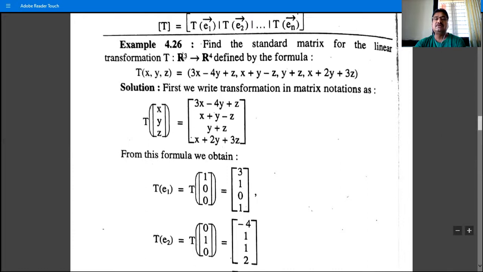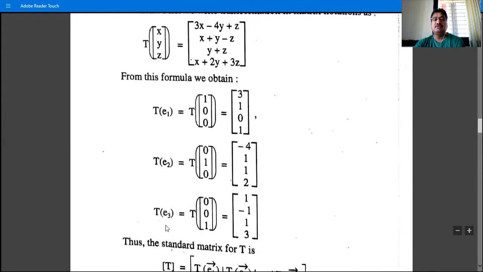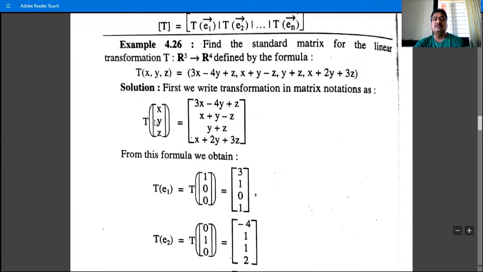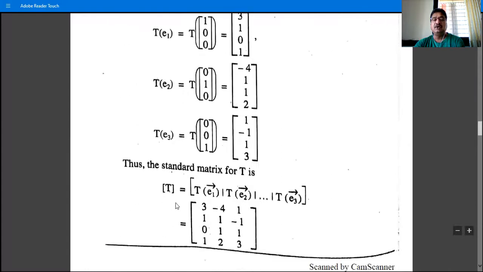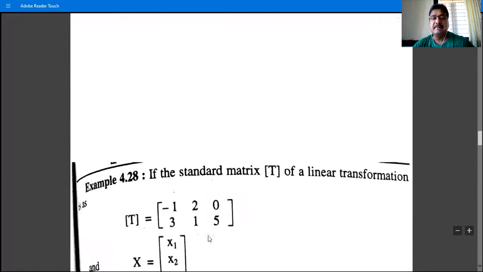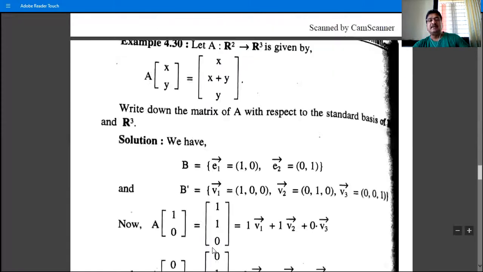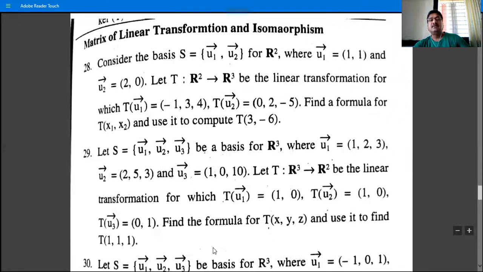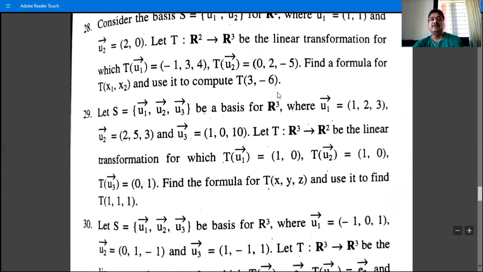So for example, this is the linear transformation. What is the standard basis for R cube? It is E1, E2, E3. What is E1? (1, 0, 0). E2 is (0, 1, 0) and E3 is (0, 0, 1). So find T of E1, T of E2, and T of E3, and write T of E1 as the first column, T of E2 as the second column, and T of E3 as the third column. So this is the standard matrix for T. So we can obtain the standard matrix from the definition of linear transformation. This is used to find the formula.